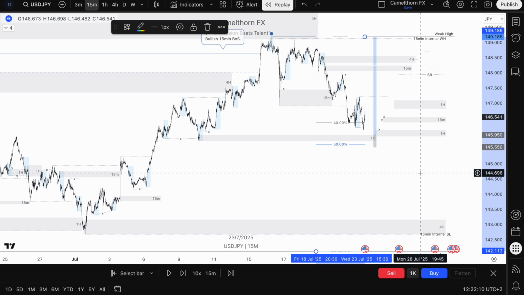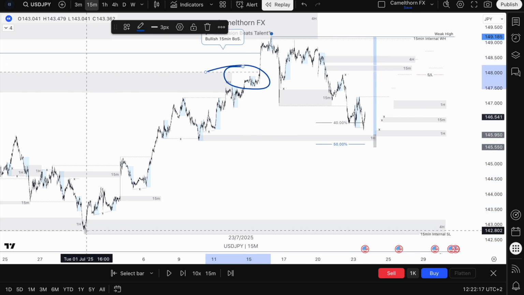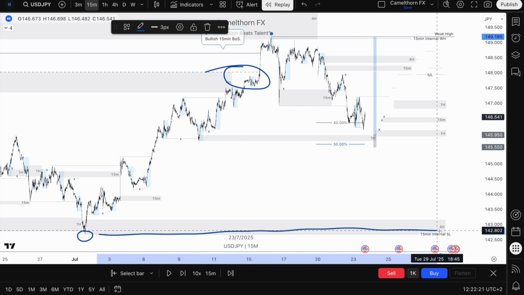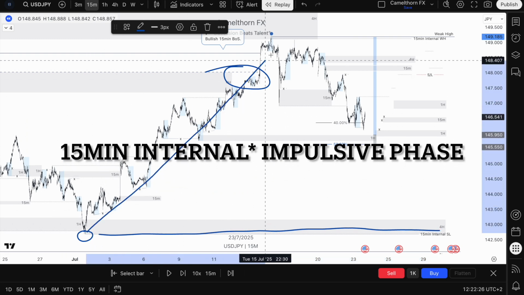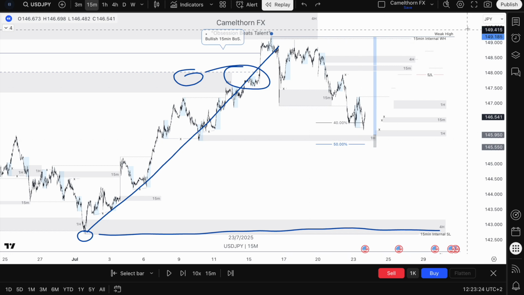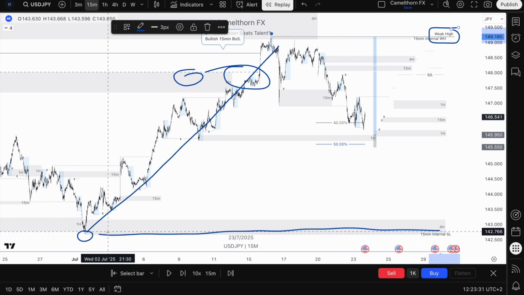If I just very quickly change the settings on my Fibonacci retracement tool, we can see that we obviously had our 15-minute internal strong low, which was located here. That was the starting point of the 15-minute impulsive phase that generated that break, which is why on this particular day, I now had my 15-minute external weak high, which coincided with my 15-minute internal weak high.